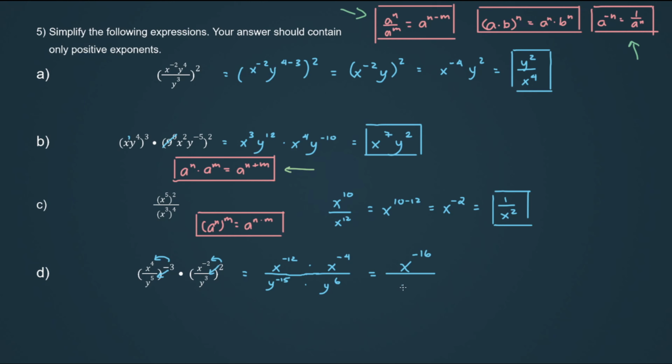And here we're going to get minus 9. We have a negative exponent here, and we have a negative exponent here. So if we had a negative exponent in the numerator, it's going to go to the denominator, and that negative is going to turn positive. And if it was in the denominator, it's going to go up to the numerator, and that negative is going to turn positive. That is your answer for 5d.